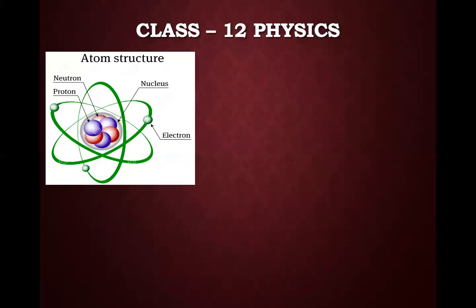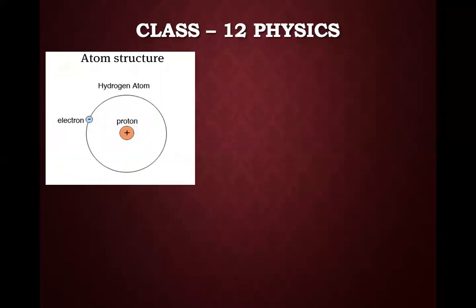Electrons have negligible mass. Hence, the entire mass of the atom comes from the nucleus, which has a proton and a neutron. The nucleus is positively charged. For all practical purposes, the simplest atom that we know is a hydrogen atom. A hydrogen atom has a single proton in its nucleus and a single electron.